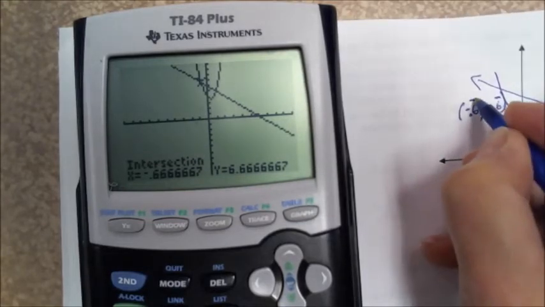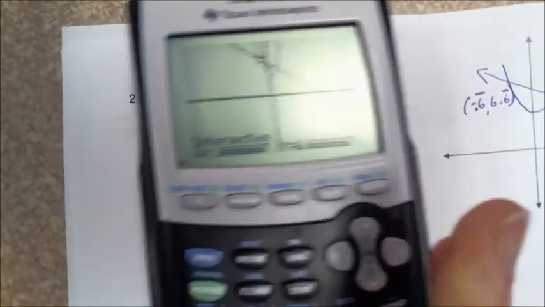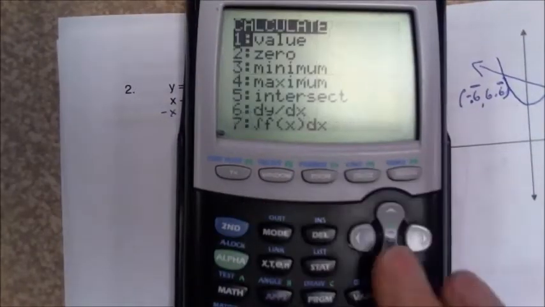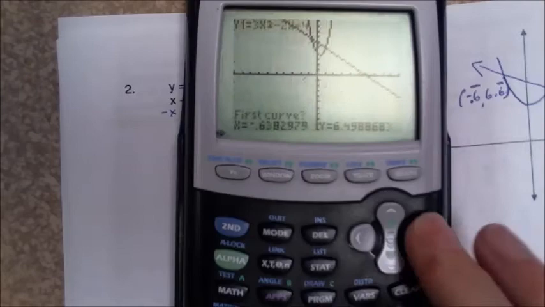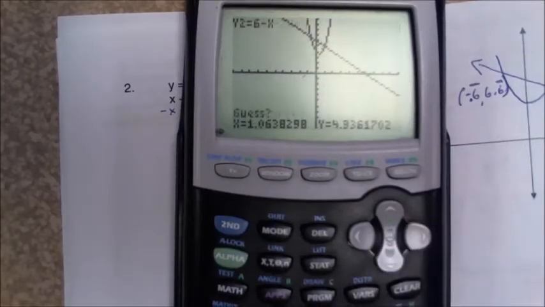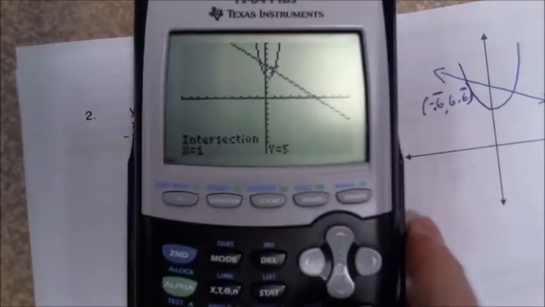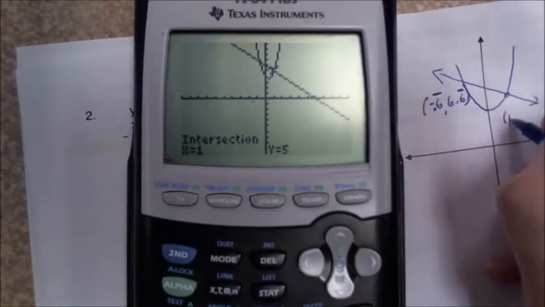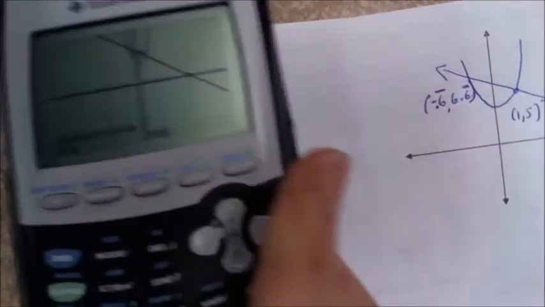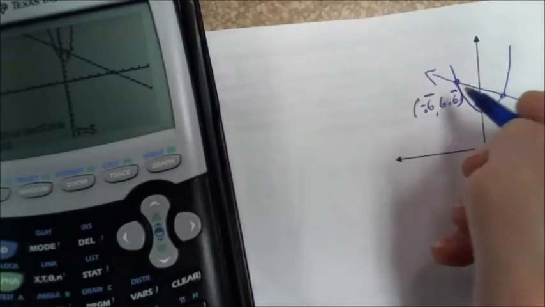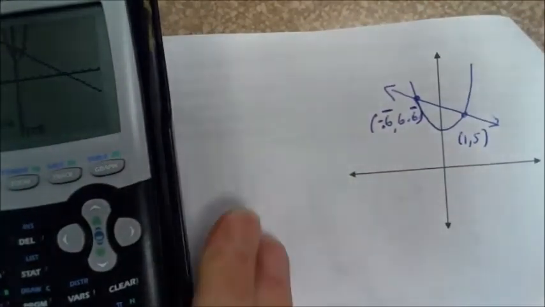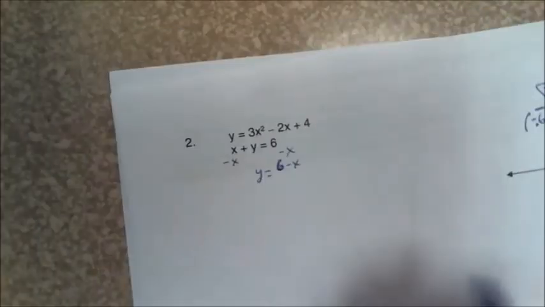Make sure you put the repeating bar over the top, or else it's going to be wrong. Now you're going to do second calc, intersect, and get the other one. And x equals 1 and y equals 5. So 1, 5 is the other solution. So this one has 2 solutions.